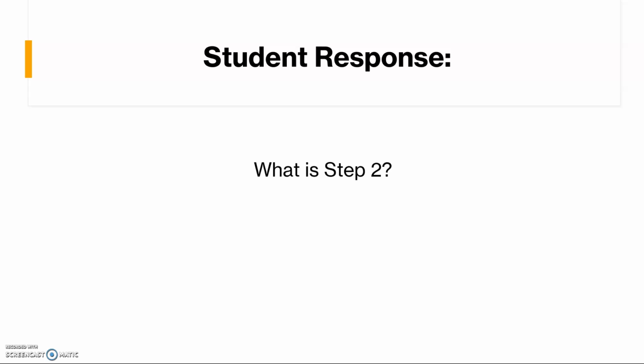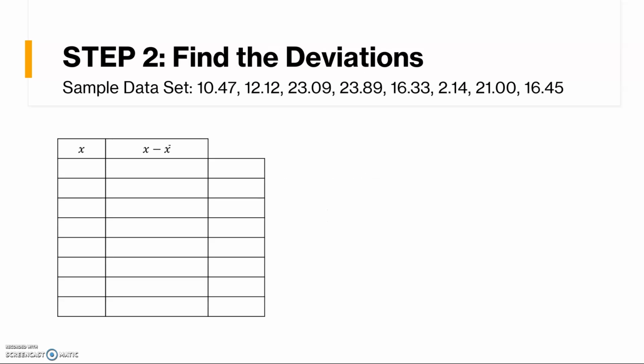Okay, what is the second step? Go ahead and calculate this step on your own. The second step is to find all the deviations. What a deviation is, is your data value, so we have an x right here, minus the sample mean.